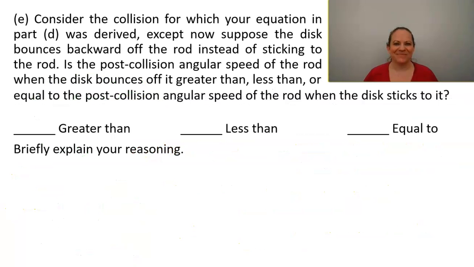Part E. Consider the collision for which your equation in part D was derived, except now suppose the disk bounces backward off the rod instead of sticking to the rod. Is the post-collision angular speed of the rod when the disk bounces off it greater than, less than, or equal to the post-collision angular speed of the rod when the disk sticks to it? Briefly explain your reasoning. So hey, if you've been watching my videos, you know how I do this. We're going to briefly explain first so that we can do all of our thinking, and then we'll come back up and make our selection second.